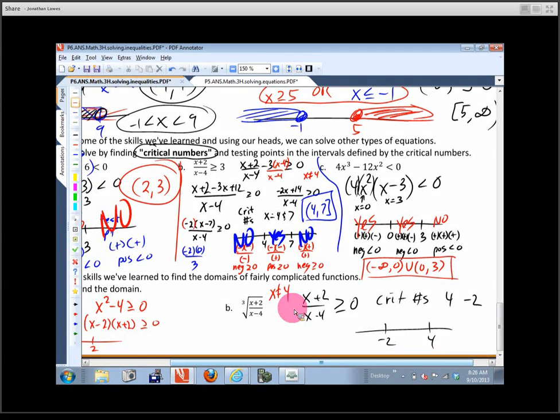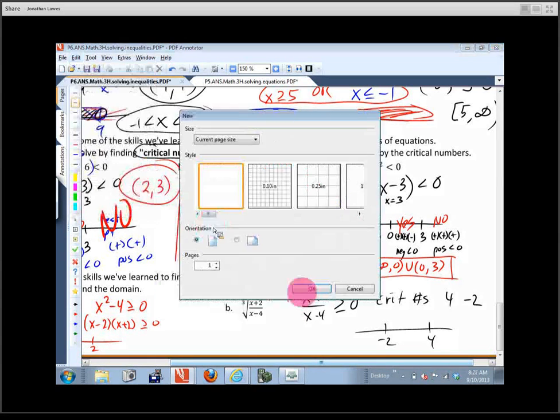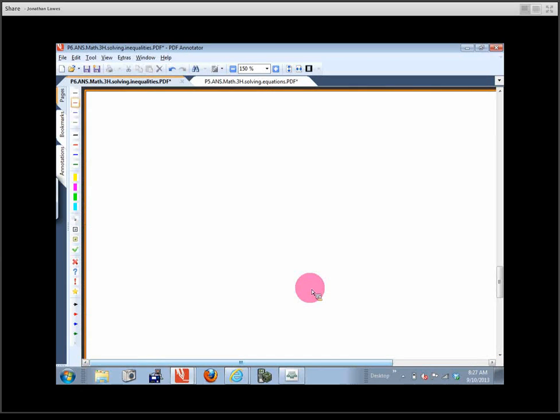Okay. So let's do this. Had a couple people ask some questions. So I'm going to add a page to this, and we'll look real quickly at number 49. So 49 says this. It says absolute value of x minus 5 is less than negative 1.